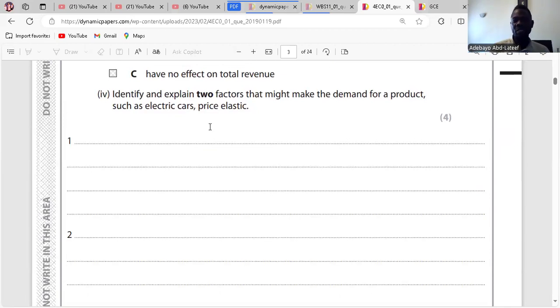Identify and explain two factors that might make the demand for a product, such as electric cars, price elastic.